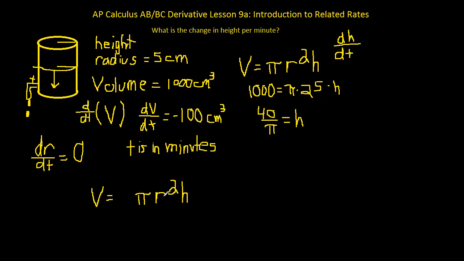Actually, before we do this, let's take this r squared out and replace it. Because the r squared never changes, it's always equal to 25. It's always equal to 25 centimeters. We can go ahead and put this in instead. I'll make a copy. So now this is a lot easier to deal with. We have v equals 25 pi h.